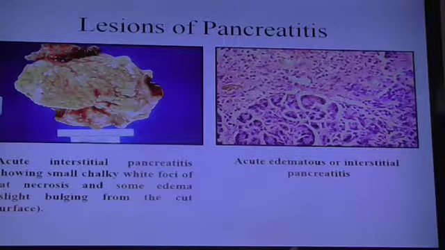Okay, this is showing acute interstitial pancreatitis. You can see those chalky areas in there. That's the fat necrosis, saponification of fat going on there. And basically, you're going to dig everything on the other side.